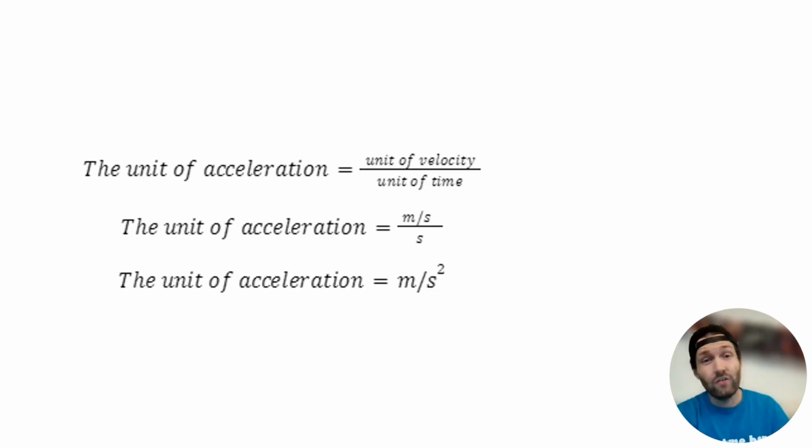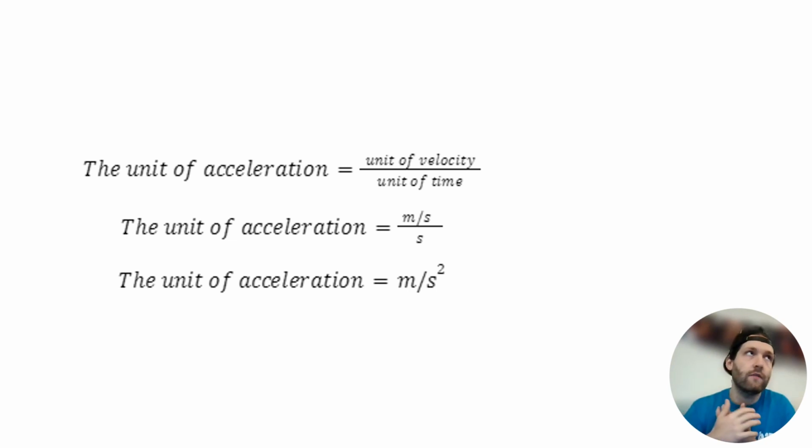Getting a little bit into the units here again. First, we've got it in words, right? The unit of acceleration is going to be equal to the unit of velocity divided by the unit of time. We established that the unit of velocity is meters per second. It's pretty clear the unit of time is seconds if we're following the SI system. So my unit of acceleration is meters per second squared.